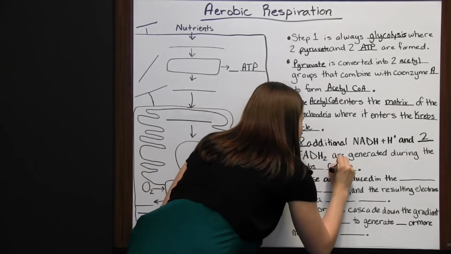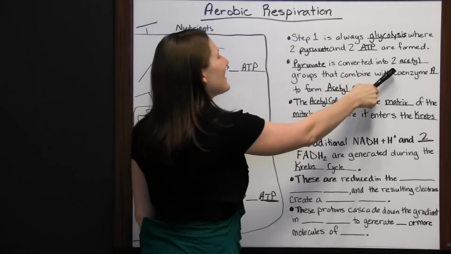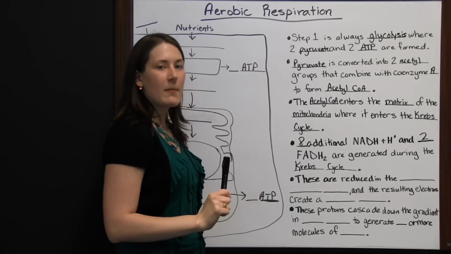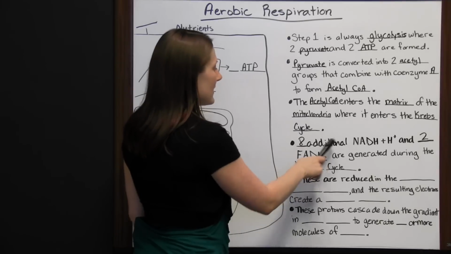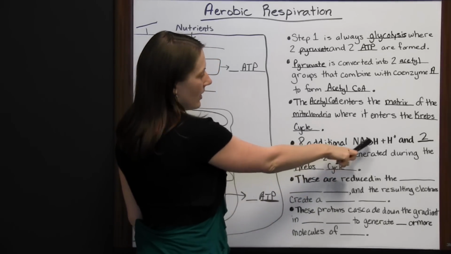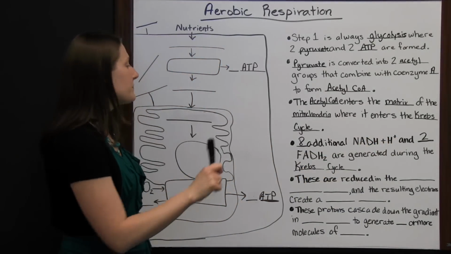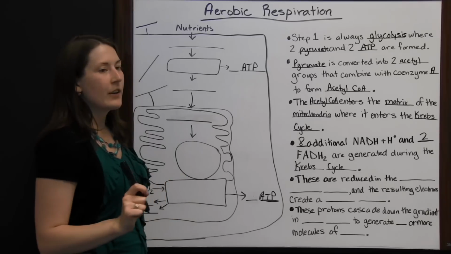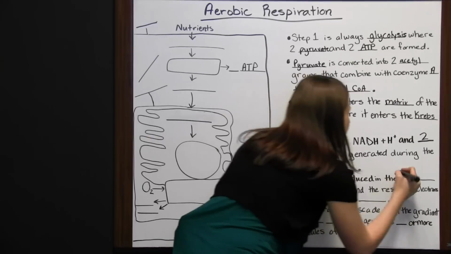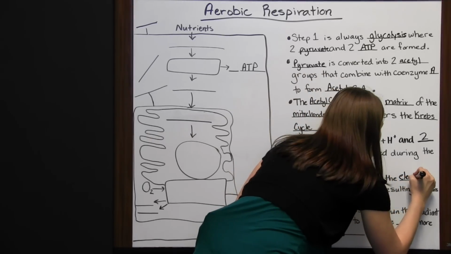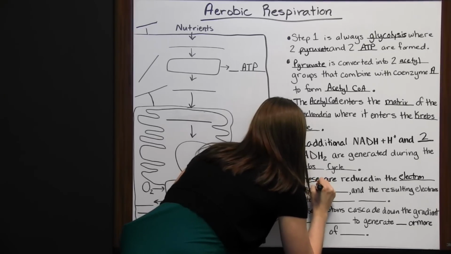So we've put our pyruvate, we've broken down our pyruvate into 2 acetyl groups, combined them with coenzyme A. We've turned that acetyl-CoA through the Krebs cycle into these 8 additional NADH hydrogen-rich molecules and the 2 FADH molecules. And now we're going to keep moving them. And in the next step, these are reduced. That's going to be in the electron transport chain, still in the mitochondria.